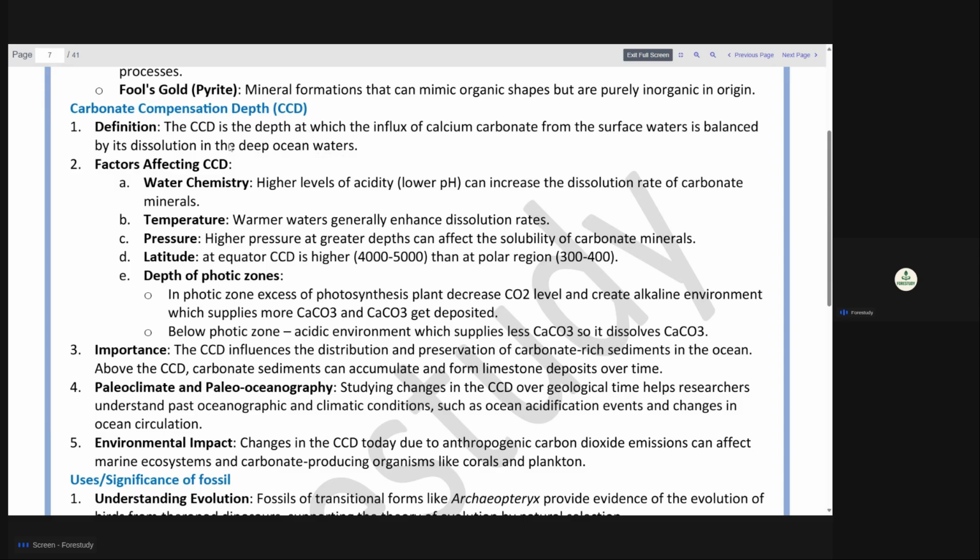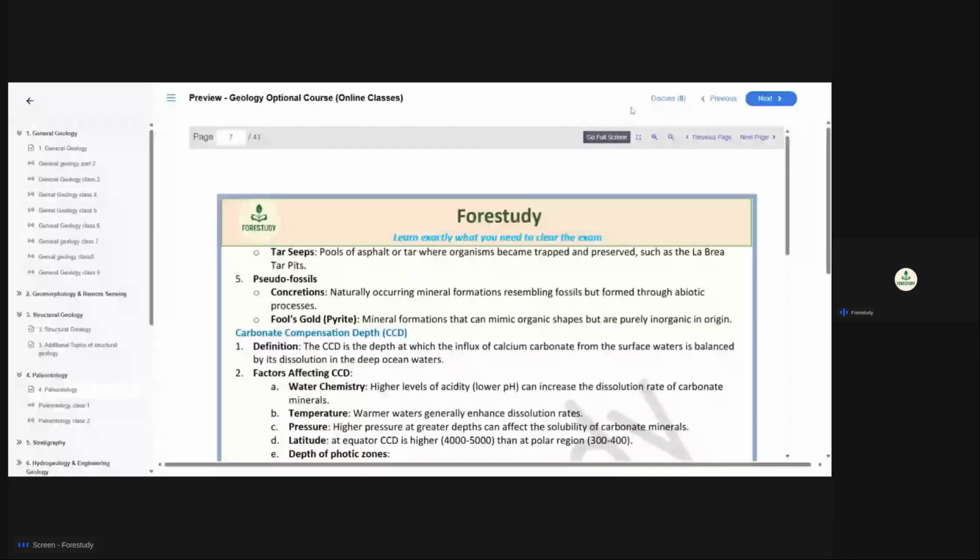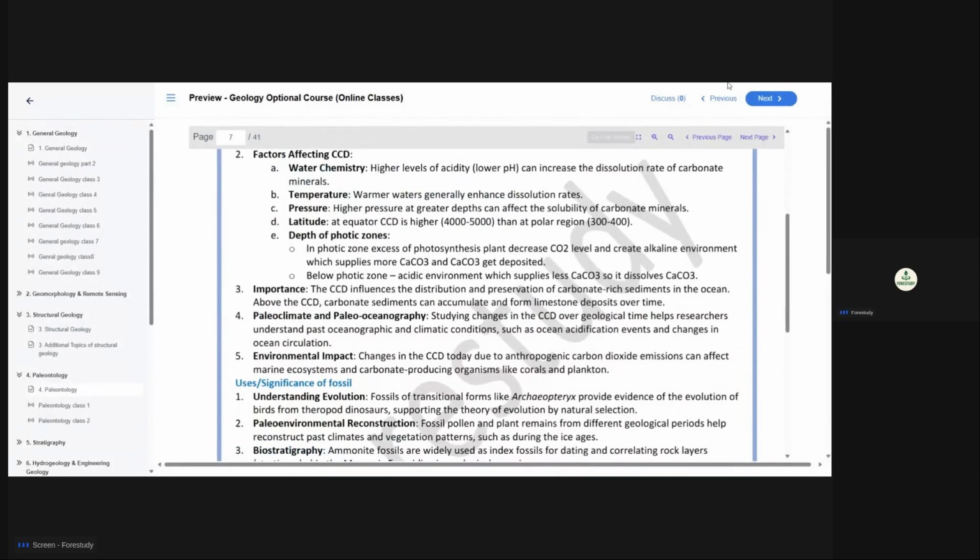So what this CCD actually is, is the depth, or you can say a surface at a particular depth, above which there will be deposition of carbonate, and below which there will be dissolution of carbonate. In simple terms, say this is the CCD depth, and this is the water column here. This is the land surface.